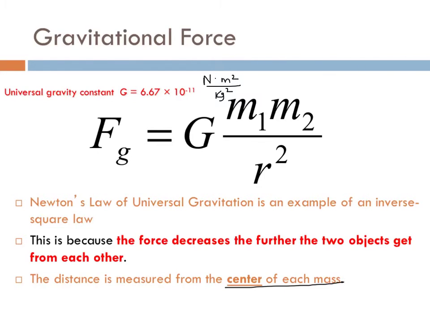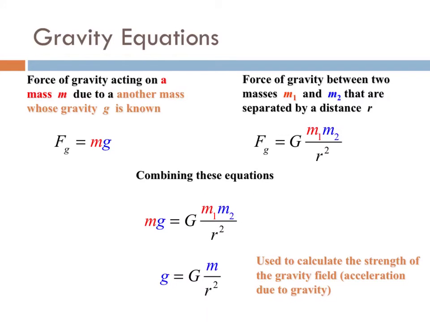Again, this equation is an example of an inverse square law. This is because the force decreases the further the two objects get from each other, and we'll see an example of what that means. Now, anytime that we've calculated gravitational force, we've always used mg. Well, now that we know that both of these equations are equal to our gravitational force, then we can actually set them equal to each other. Now, remember that mg is used to calculate the gravitational force acting on an object near a planet.